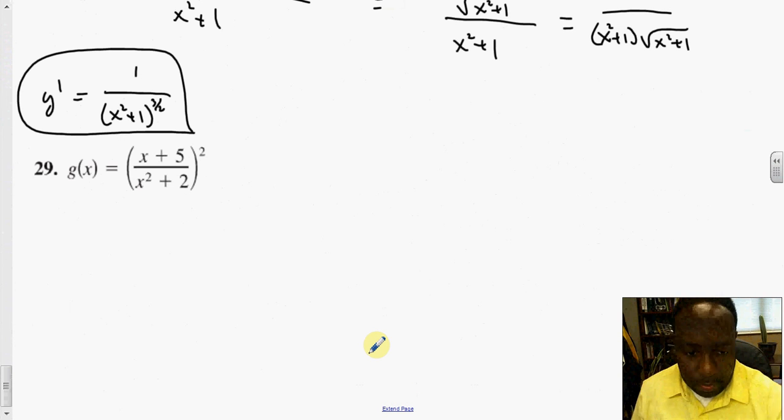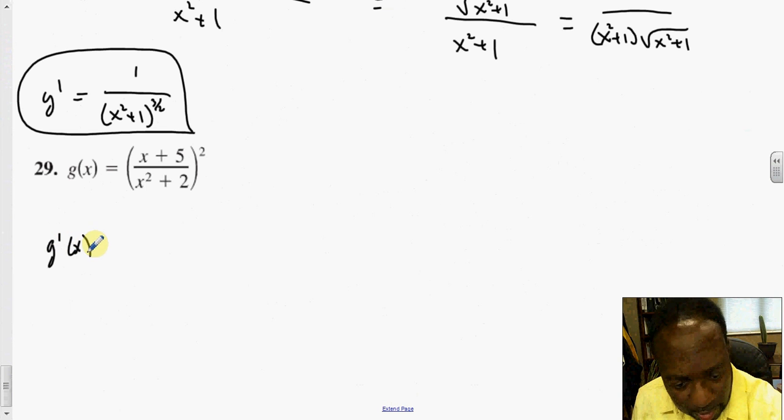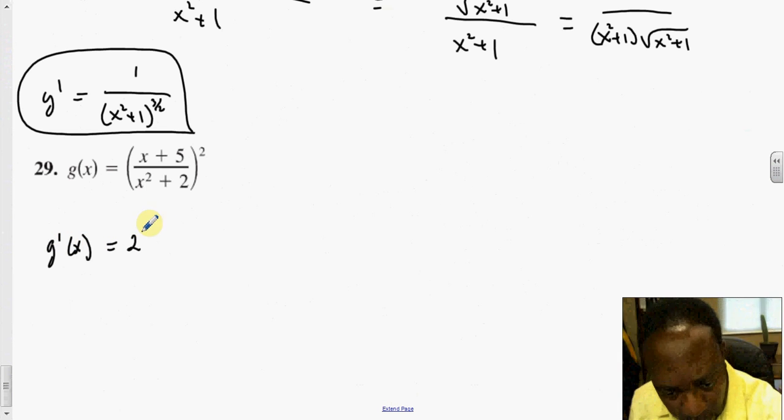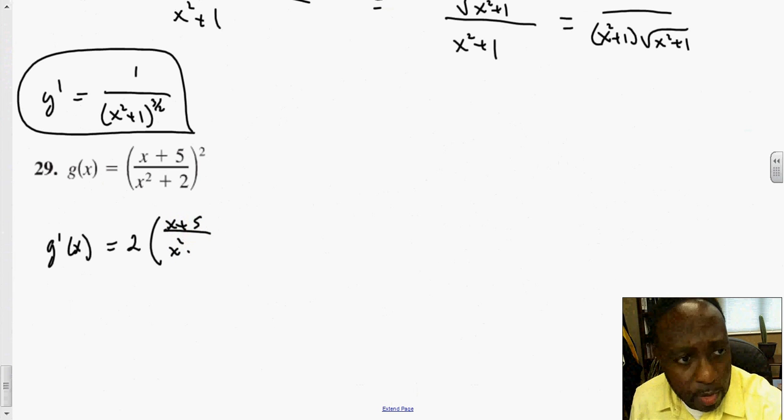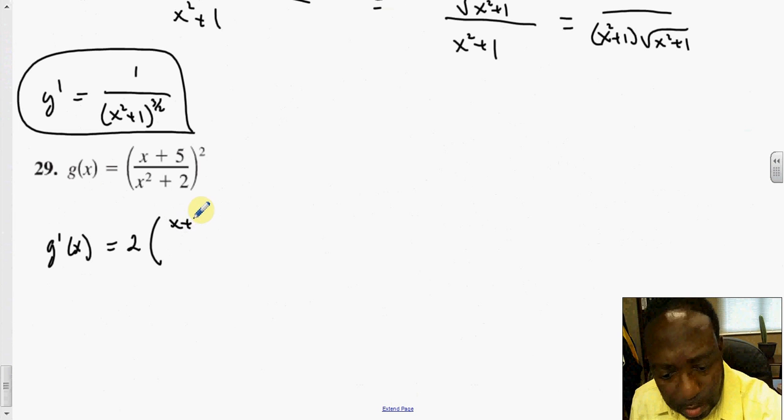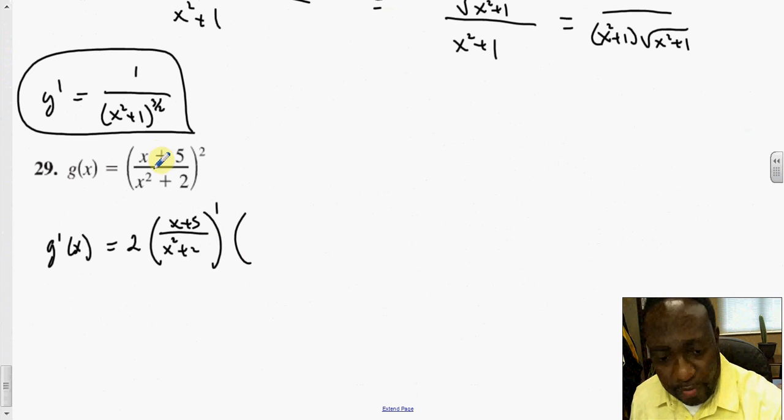Okay, so they want us to use the chain rule. So g prime of x is equal to 2 times (x + 5)/(x² + 2) to the 2 minus 1, which is the first power, now times the derivative of the inside. The derivative of the inside, you have to use the quotient rule.